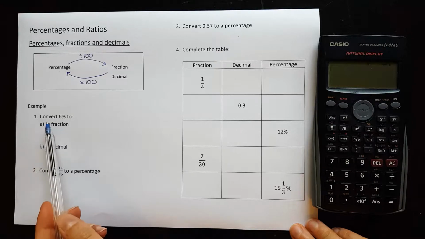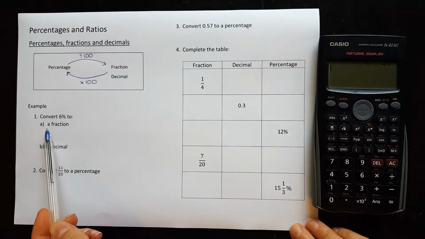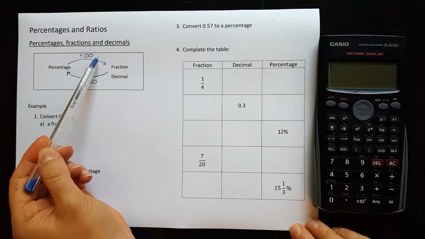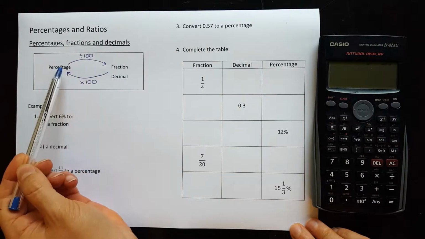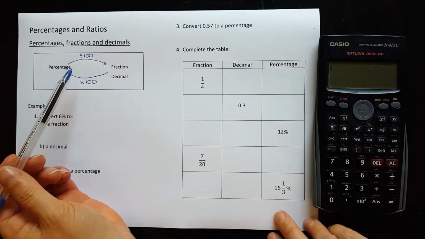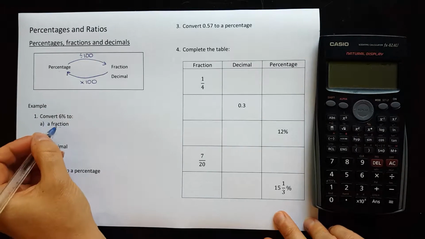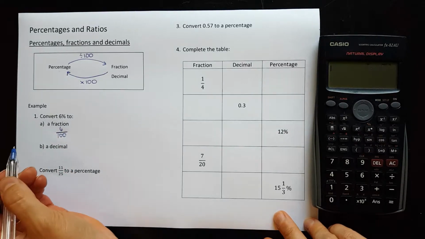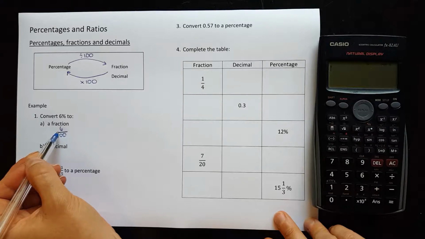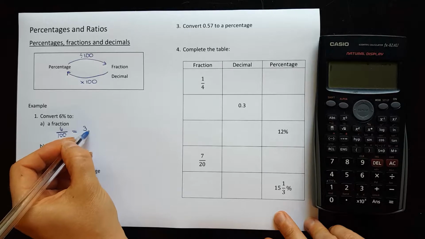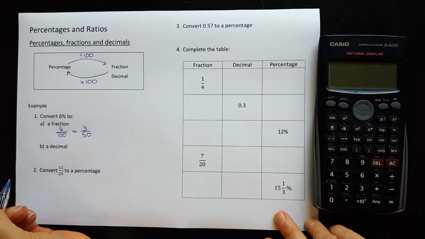Question 1: we want to convert 6% to a fraction. Because we have a percentage and we want to come over to a fraction, we need to divide by 100. To keep it as a fraction, we put that over 100: 6 over 100. Divide and fraction like that means the same thing. Now we can simplify that fraction by dividing the top and bottom by 2, which gives 3 over 50.